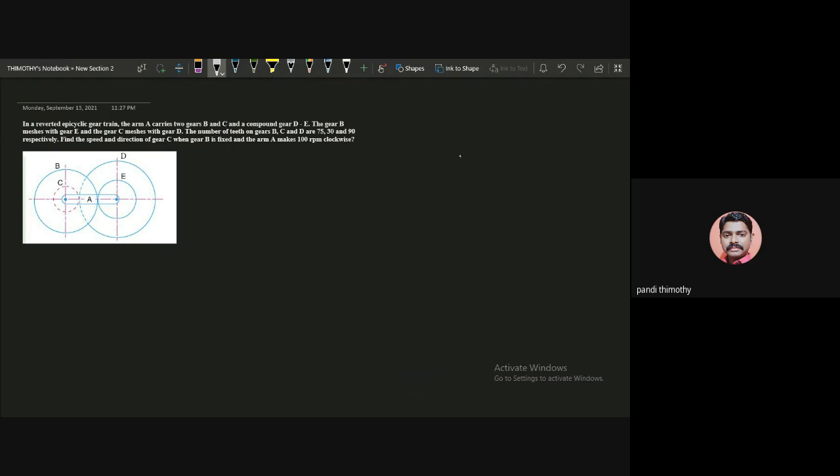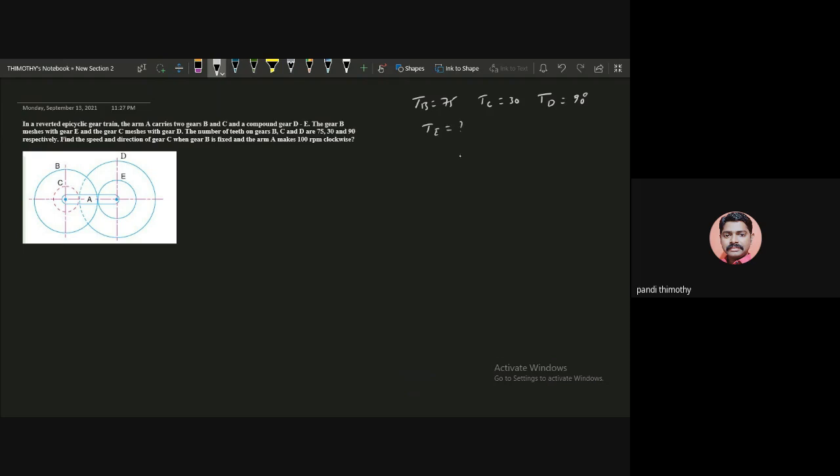The number of teeth given, so I am writing here: number of teeth TB is 75 and TC is 30, TD is given as 90. Actually here we have four gears, B, C, D, and E. The number of teeth on gear E is not given. That we can find out.